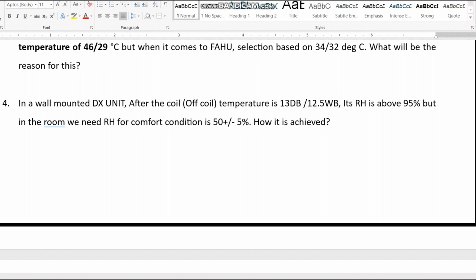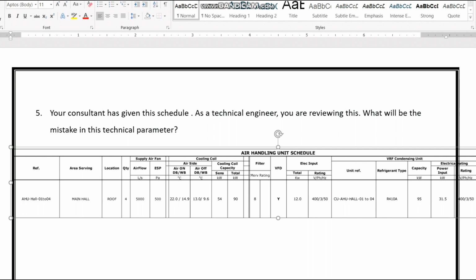This is one of the very basic questions an HVAC engineer must understand when thinking about the HVAC system. That's the reason we added this point here. So here is our fifth question. Your consultant has given you the IFC schedule. As a technical engineer, if you are reviewing the schedule, what will be the mistake in this technical parameter that you can see here?